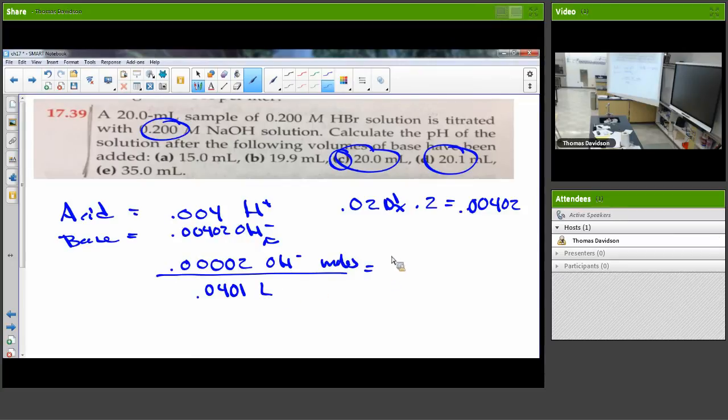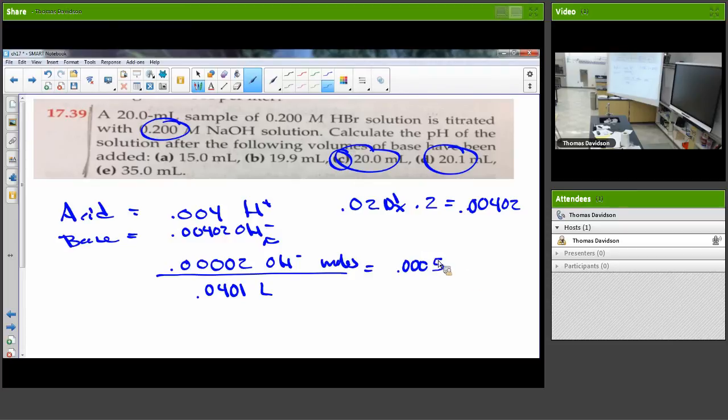Do you have that number, Smith? 4.987 times 10 to the negative 4. That's what I got. Yeah, 987. Okay, yeah, let's call it 5.